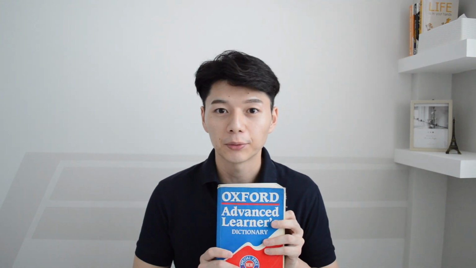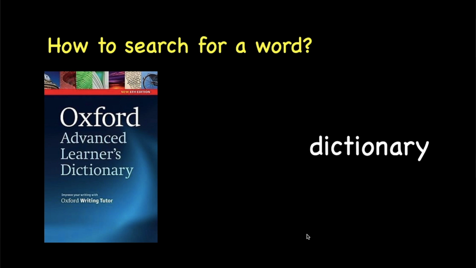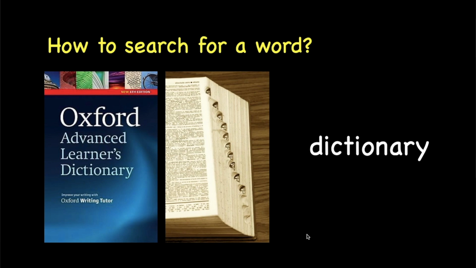Alright, so we're going to start with how to search for a word in a dictionary. If you have the dictionary with you, please take it out. We are going to find this together. Let's say the word that we are going to find today is dictionary. So, if your dictionary has the side binder like this, it is easier for you. But if you don't have it, it's totally fine.